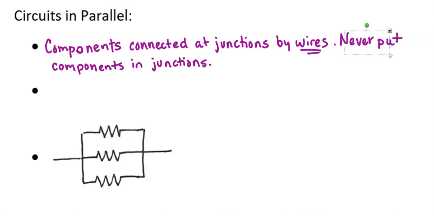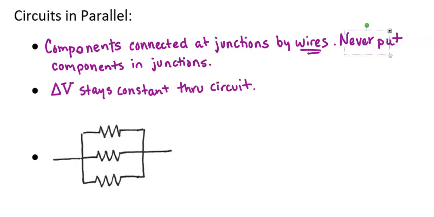The next piece is, remember when we did series, we said current stays constant through the circuit. Well, now when we're talking about parallel, it's the potential difference that stays constant through the circuit. So when we go to do this math, it'll have a little bit different meaning to it, and we'll see. We'll play that out.